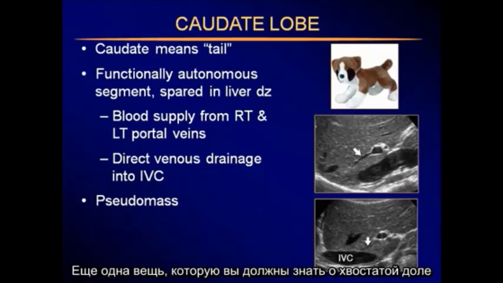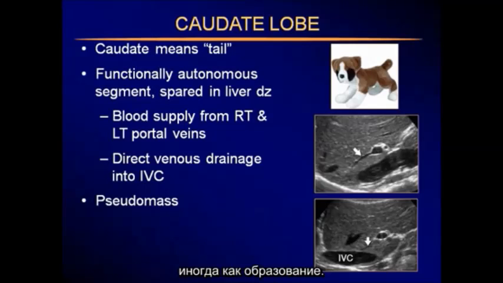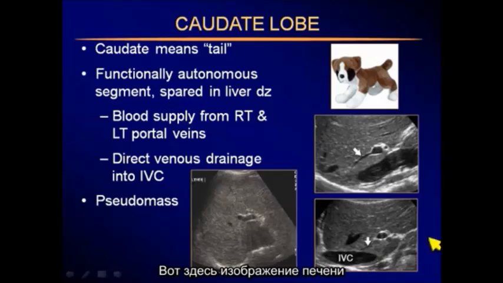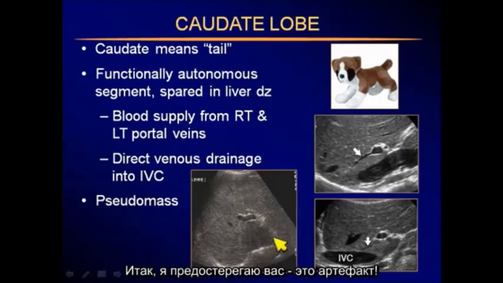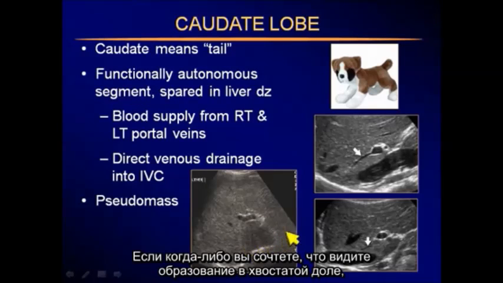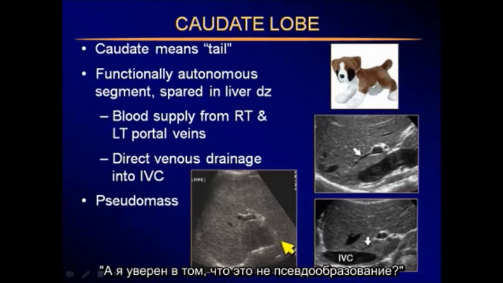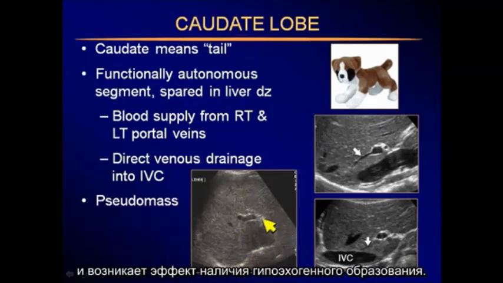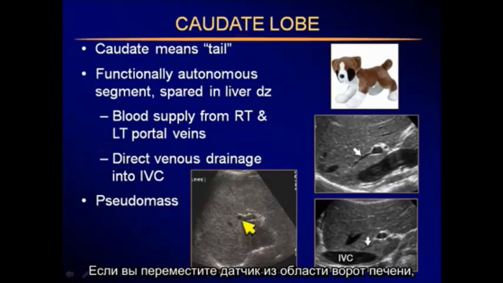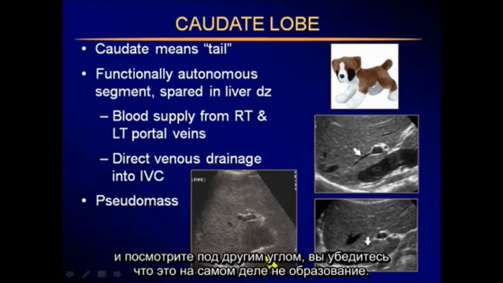Now, another thing you should know about the caudate is that it itself can look like a mass sometimes. We call that a pseudomass. Here's a section of the liver, and it looks like there's a mass in the caudate. So I would caution you, this is an artifact. If you ever think you see a mass in the caudate, ask yourself first, are you sure that that's not a pseudomass? What happens with the pseudomass, the ultrasound beam comes through the portal structures and becomes attenuated. So it partially drops out, giving it the appearance of a hypoechoic mass. If you move off of this porta and come in with the beam from different angles, you will see that this is not truly a mass.